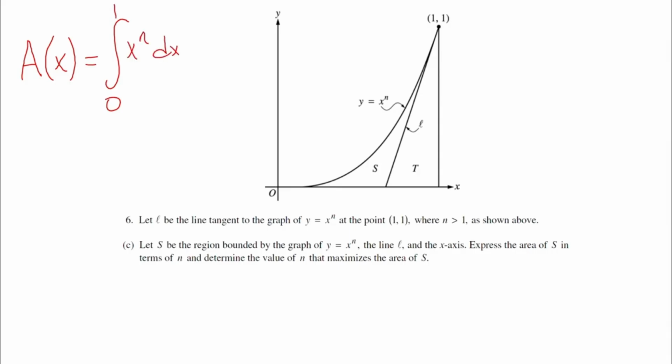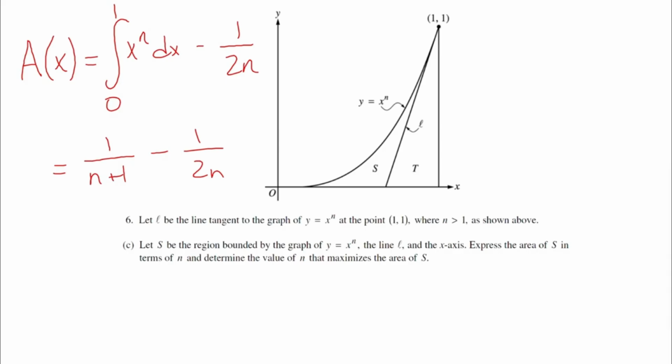Minus the area of the triangle. So the area of that triangle was 1 over 2n. And we already know the integral of x to the n, we already did that earlier. The integral from 0 to 1 of x to the n was just 1 over n plus 1. So the area is 1 over n plus 1 minus 1 over 2n.